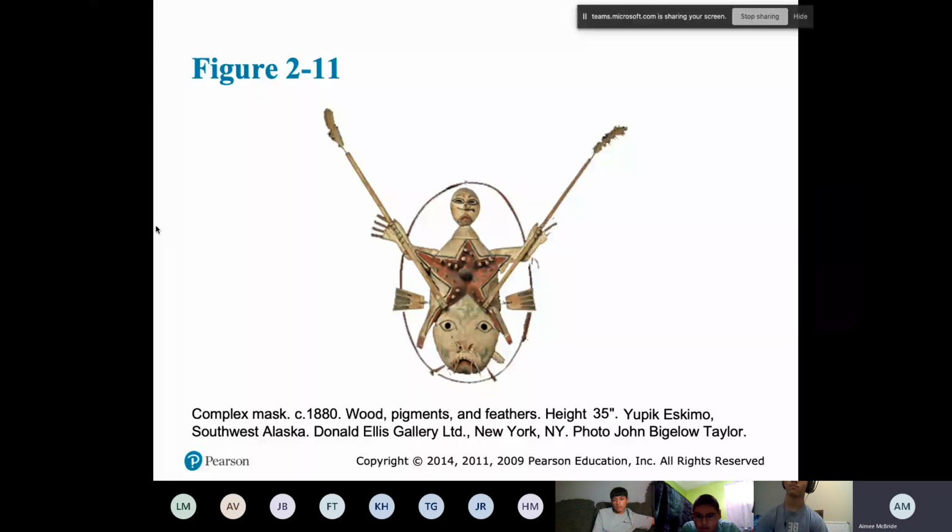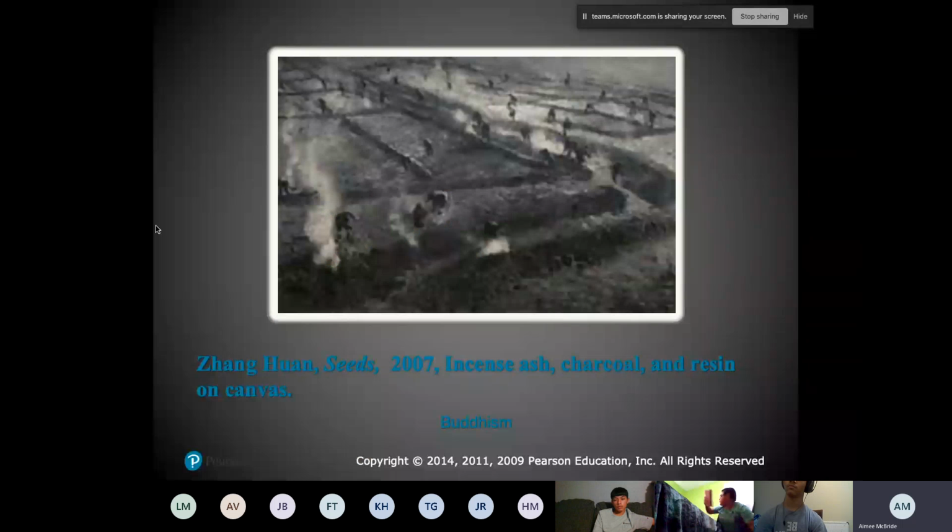And now we're going to move on to some contemporary or more contemporary examples of art in worship and ritual. And these two examples are a little bit harder to grasp because once again, they're part of the Buddhist religion, which a lot of us over here on this side of the world aren't super familiar with.